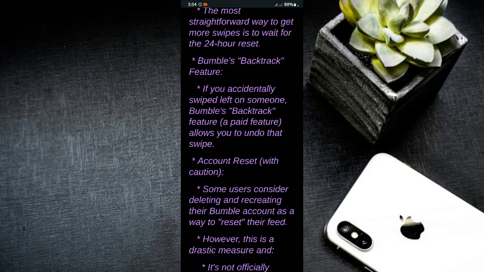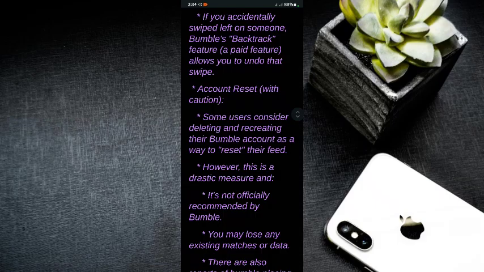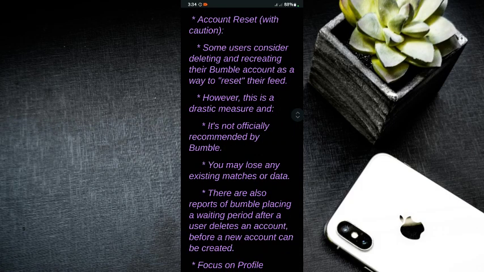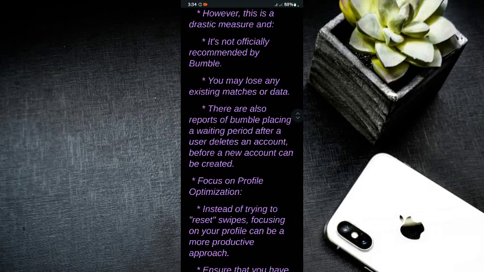You can also use the account reset, but use it with caution. Some users consider deleting and recreating their Bumble account as a way to reset their feed. However, this is a very drastic measure and is not officially recommended by Bumble, because you may lose any existing matches or data. There are also reports of Bumble placing a waiting period after a user deletes an account before a new account can be created.